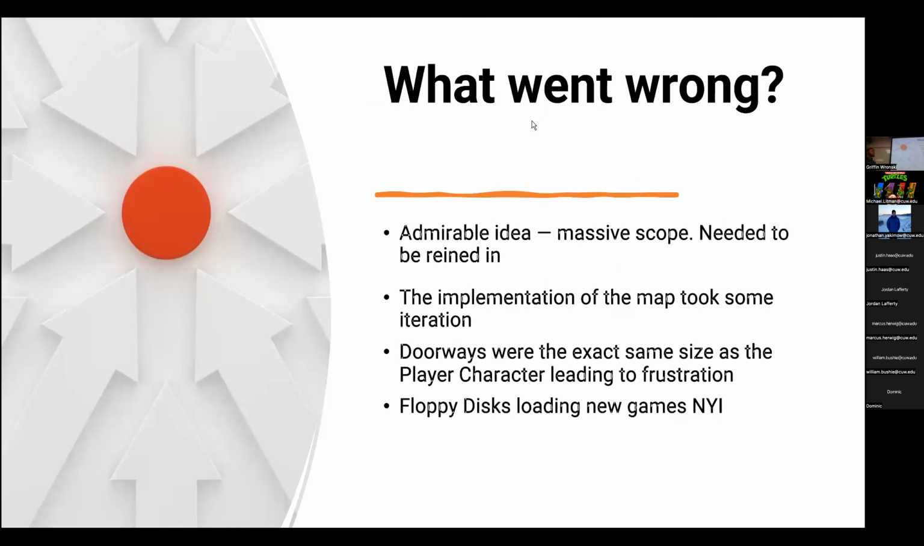All right, so what went wrong? It's an admirable idea, but my scope was massive. I needed to rein it in, and for the project itself, it could probably be reined in even more. The implementation of the map took some iteration. I started that all wrong. The doorways to start were the exact same size as the character, so if you ever needed to go between two things that had collision, you had to be pixel perfect, or you would just be stuck right there. The floppy disk loading new games is not yet implemented.